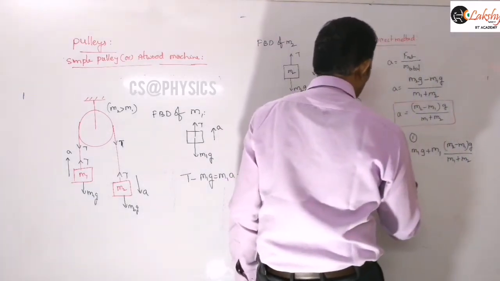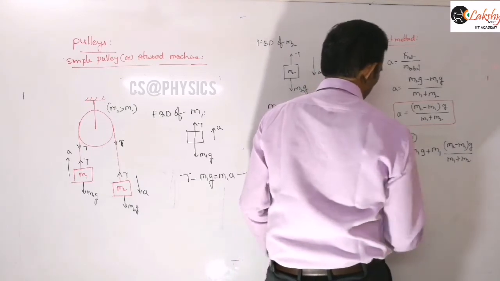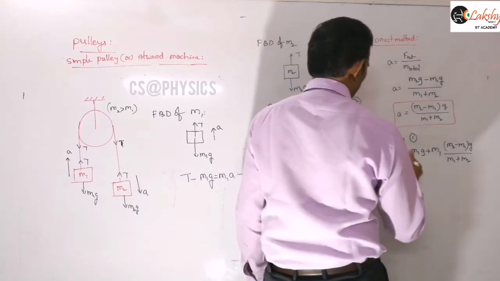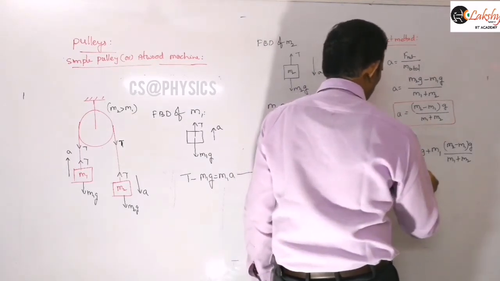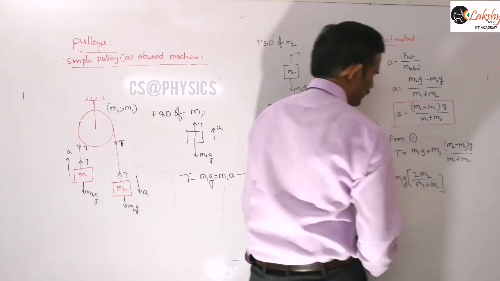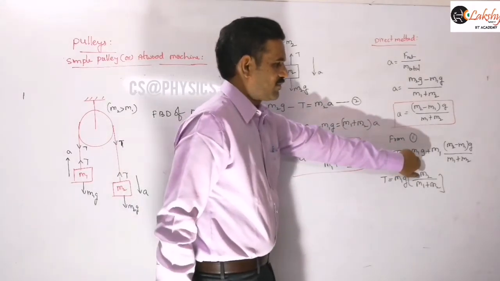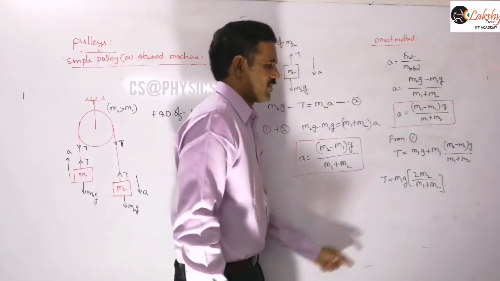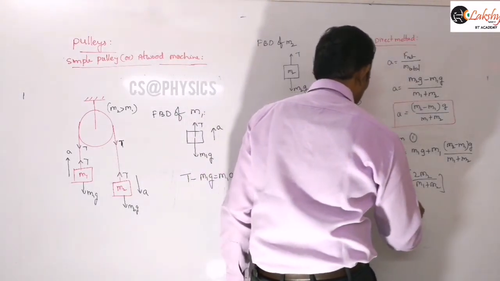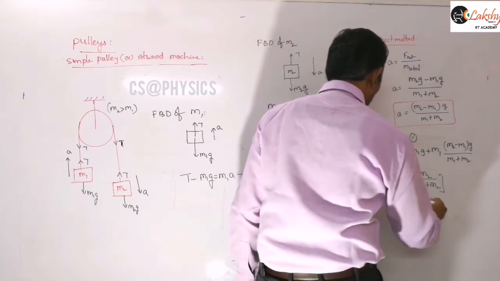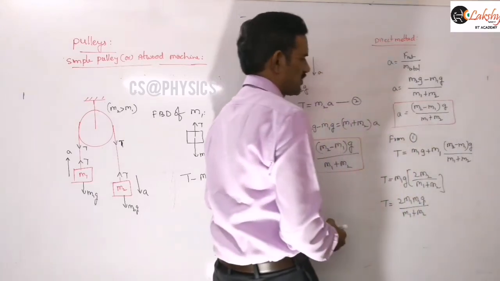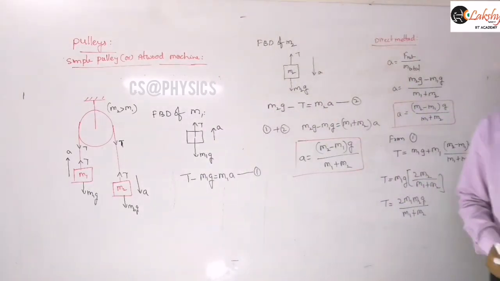I can take M1G common. If you take M1G common, you get 1 plus (M2 minus M1) by (M1 plus M2), and taking LCM you will get this expression. Therefore this tension we can write as 2 M1 M2 into G by M1 plus M2. So it is the expression for the tension in this string here.